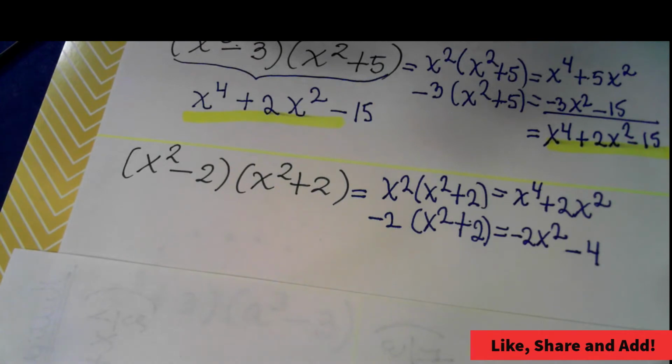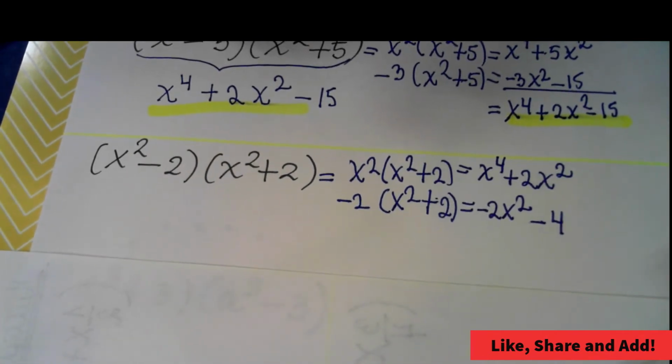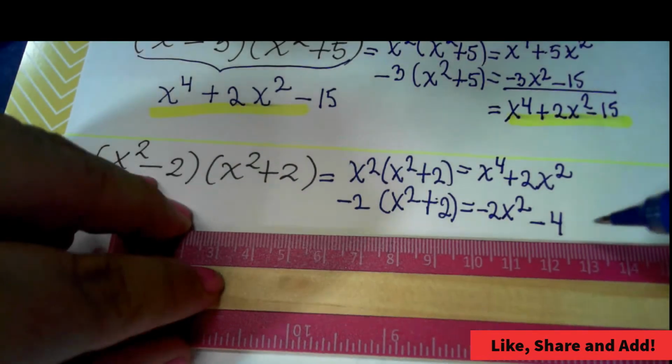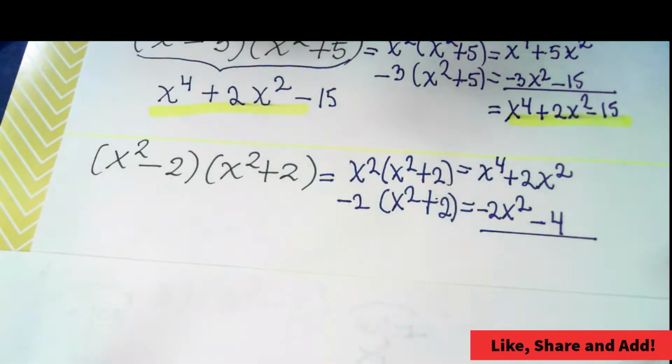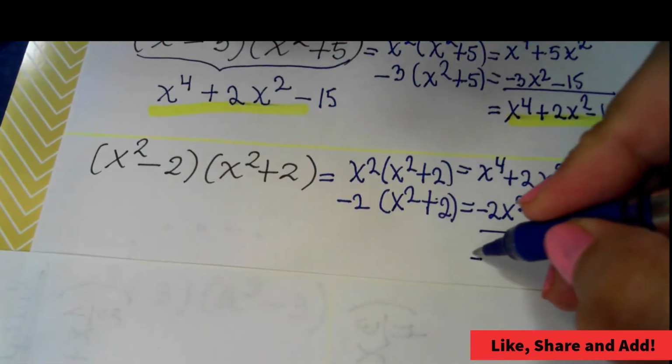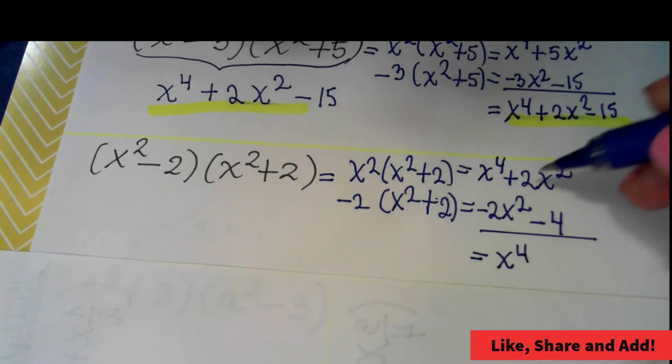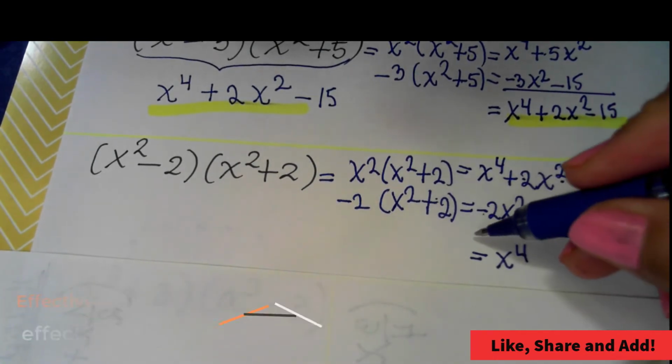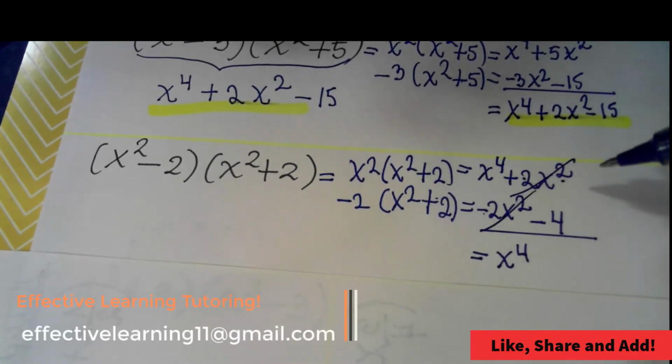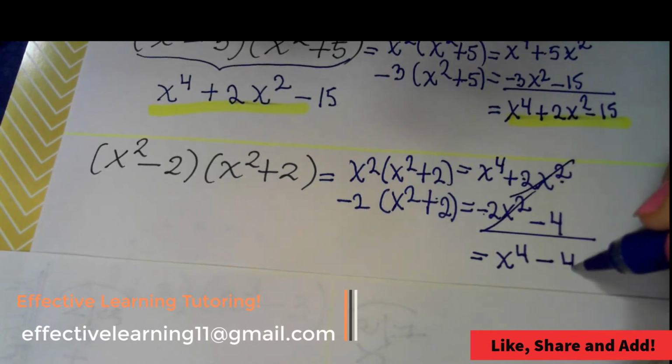So now we have to operate both solutions here. So we have x to the 4th by itself. Positive 2 and negative 2 is 0. You don't need to write both of them. You just cancel. You have negative 4.